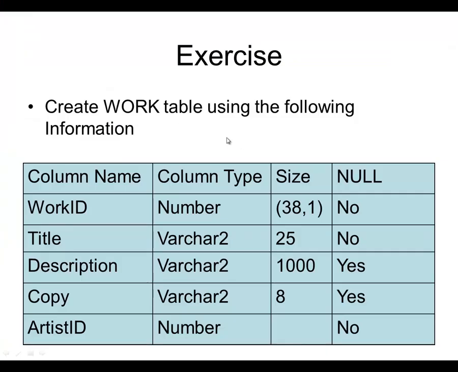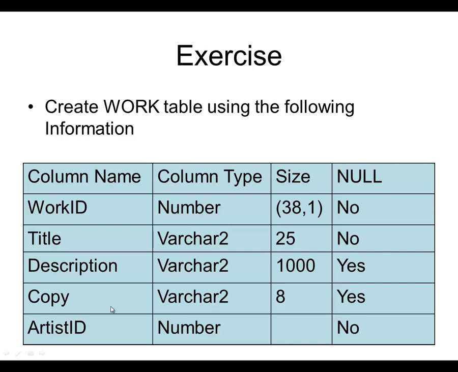As an exercise for you, you can practice creating a work table using the information provided in this slide. So we have the columns, work ID, title, description, copy, and artist ID will be added here. Artist ID will be added as a foreign key in the work table. Now remember that I need to connect the work table with the artist table. That's how I do it, through a foreign key. That's why I'm adding that column here. Okay, so don't forget to do that.